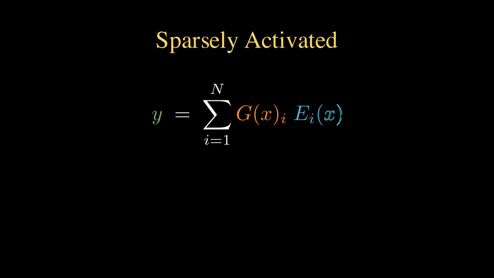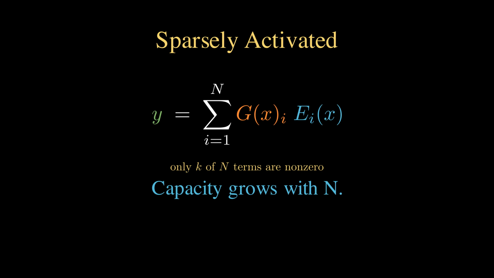So, this is the trick. The formula looks like an ordinary weighted sum over n experts, but most of the weights are 0, so most of the experts never get touched. Capacity grows with n, the number of experts you can afford to store. Compute stays at k, the small number you actually run. Modern frontier models lean on this hard because it's basically the only way to keep growing parameter counts without your inference bill growing along with them.